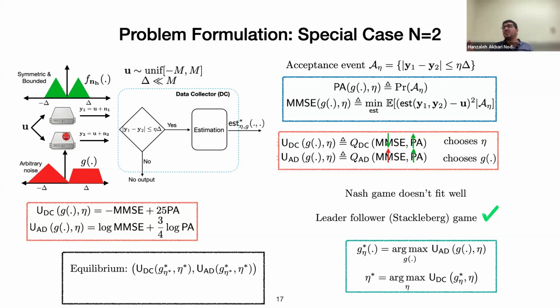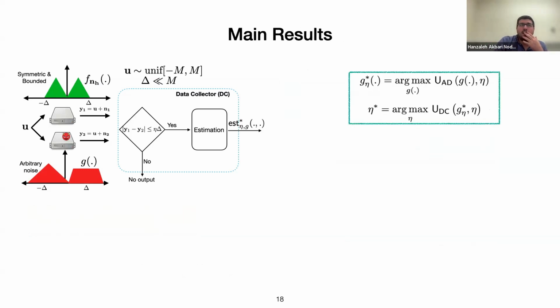And the objective is to characterize the equilibrium of the game, which is the utility of the players, by having eta star, which is the best value of committing for the data collector, and also G star, which is the noise distribution in response to choosing eta star. Okay, so that's the objective of this problem. Now let's talk about the main results.